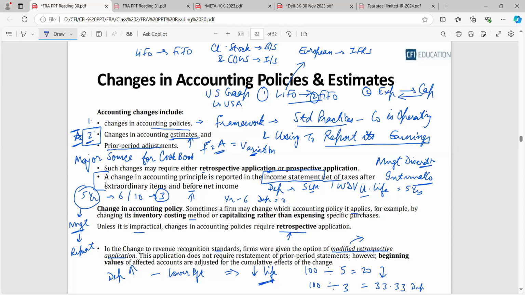So I'm reading: this application does not require restatement of prior period statements. However, beginning values of affected accounts are adjusted for the cumulative effects of change. Let's say since we shifted from LIFO to FIFO, our inventories, first of all the closing inventory standing in our balance sheet, got affected. So what we will do, the inventory balances, instead of making a separate balance sheet due to this change in policy, it doesn't make sense that you should be preparing all of your balance sheets for different years once again.